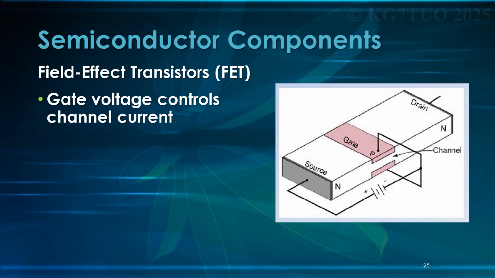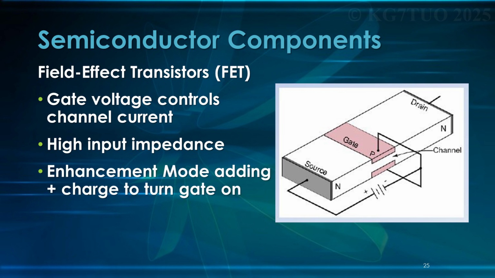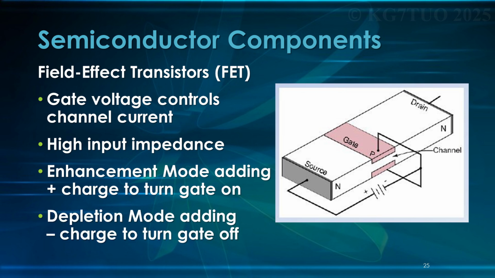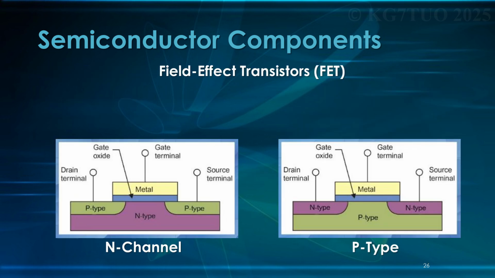The gate controls the channel current, with gate voltage. It has high input impedance. Enhancement mode is adding a positive charge to turn the gate on. So when you put positive to the gate, it turns on and allows current to flow. Depletion mode is adding a negative charge to turn the gate off. So if we put negative to the gate, it turns it off. And there's how to look at them.